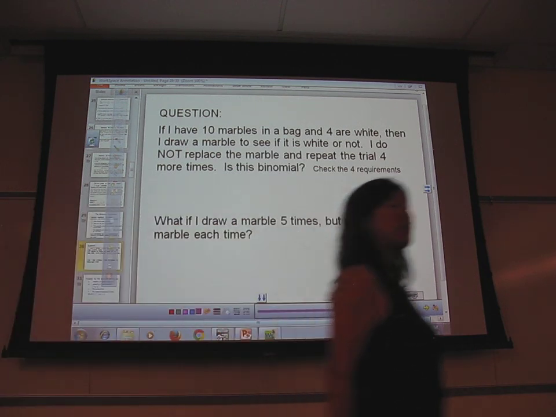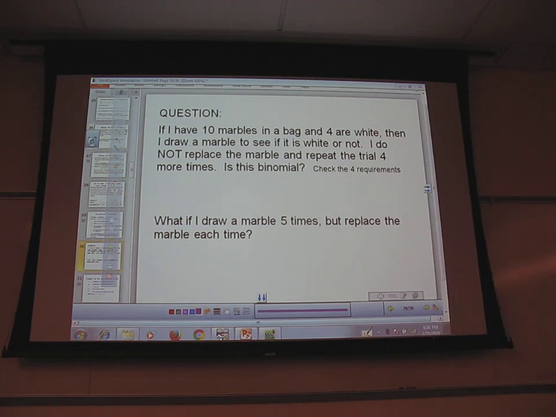So first of all, do I have a fixed number of trials? Am I only doing this a certain number of times and set? How many times am I doing it? Yeah, 4 plus 1. So 1 plus another 4, so 5 times altogether. So I'm drawing a marble 5 times, 1 time plus 4 more. Good? So that's good. It has a fixed end. Does each outcome have only 2 possibilities? Yeah, because I'm looking and seeing white or not white. Good? All right, so let's do that.